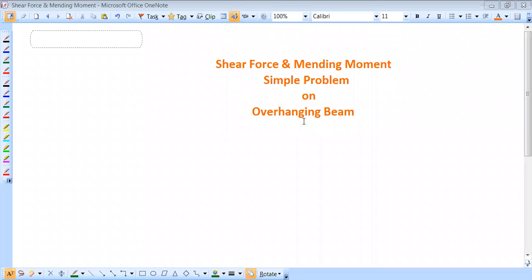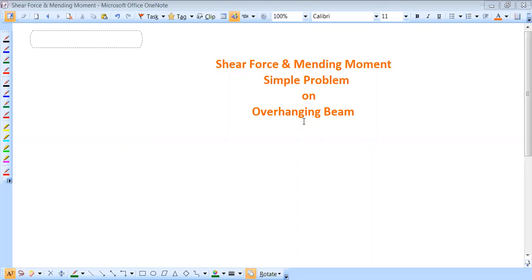Hello student, today we are going to start the shear force and bending moment simple problems. In the previous class we already discussed a simple problem on overhanging beams with point loads. Today we are going to discuss overhanging beams again, but with different loading conditions.